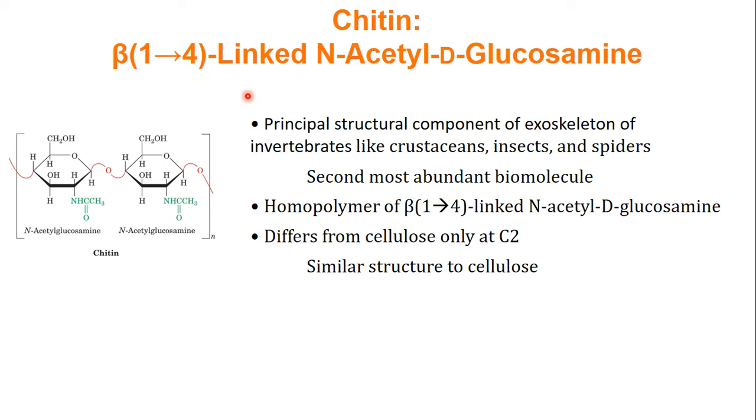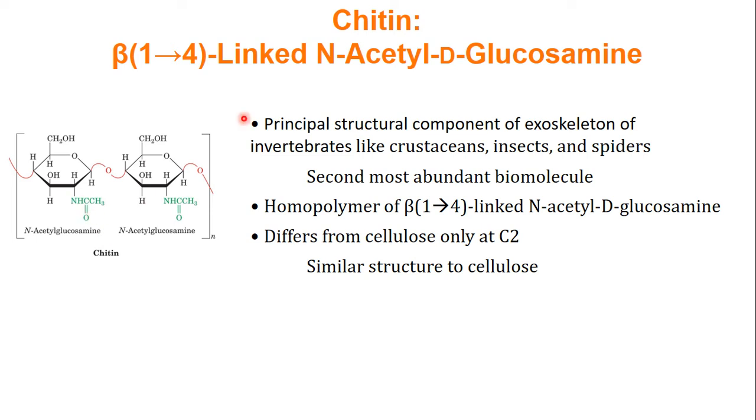Next, we have chitin. Chitin is beta 1,4 N-acetyl D-glucosamine. So it's like cellulose, but the only really big difference is that at the C2 position, we have an amine here. That's why it's N-acetylglucosamine. We have the amine and the acetyl group.